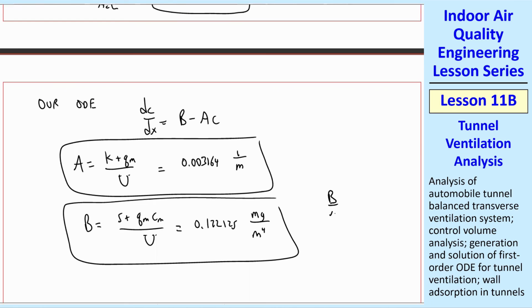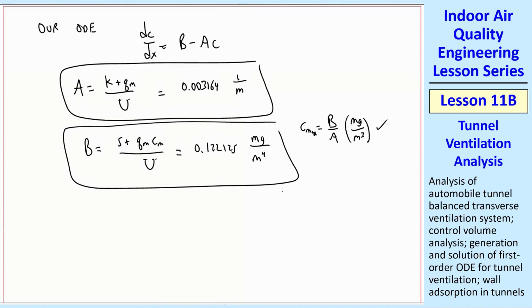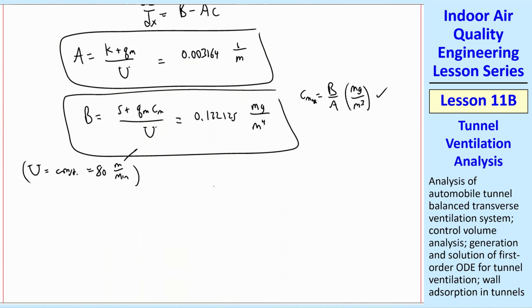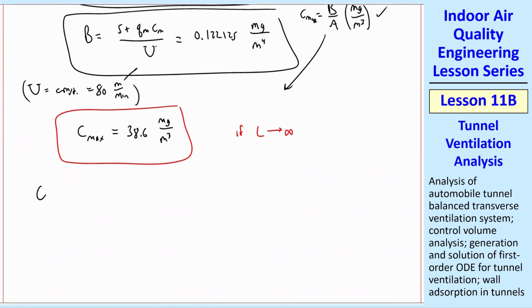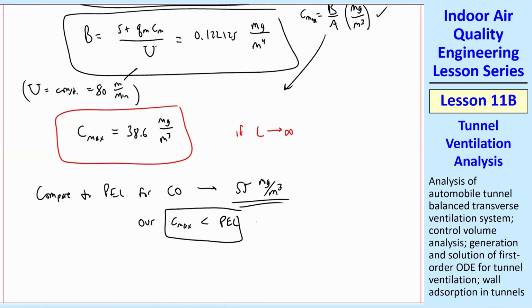When you take B over A, which is our C max, this gives you milligram per meter cubed, which is correct. I have my units right. By the way, U is a constant, which was given as 80 meters per minute. And then finally, C max turns out to be 38.6 milligram per meter cubed. This is if L goes to infinity, we would eventually get there. Let's compare to PEL for CO, 55 milligram per meter cubed. So our Cmax is less than the PEL. For these kind of worst case conditions, the designers should be happy about that.